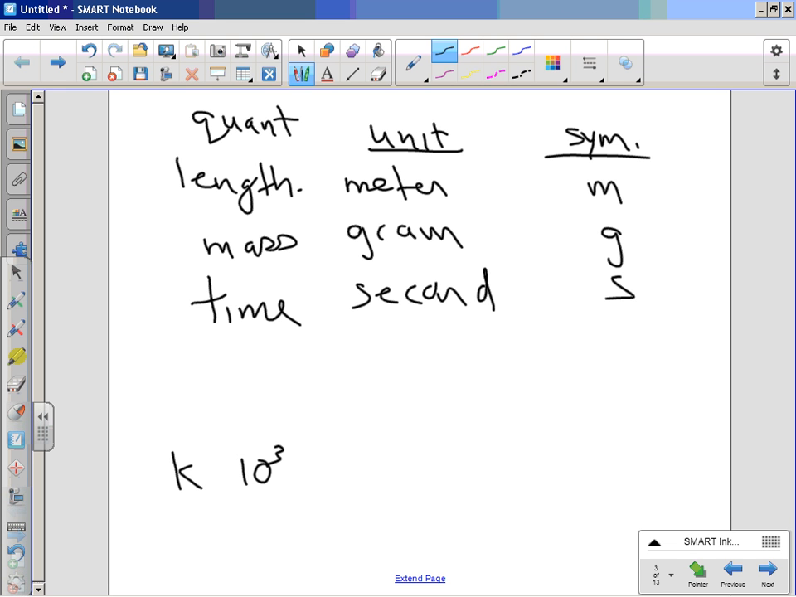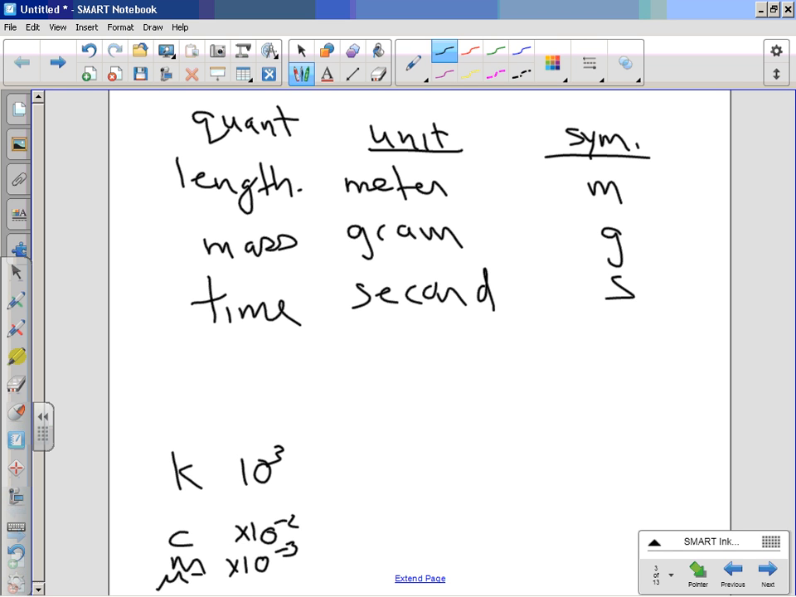And let's just pick some others. How about centi? What does centi represent? Well, C is the symbol, and it represents times 10 to the power of negative 2. So it means times 10 to the negative 2, all right? So I can have centigrams. We don't use that very much. Milli, times 10 to the negative 3. We use that one a lot.